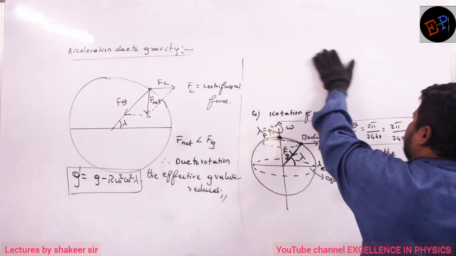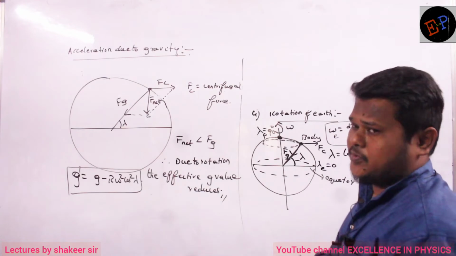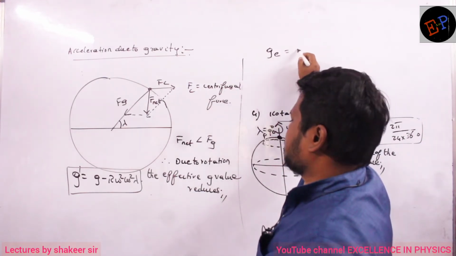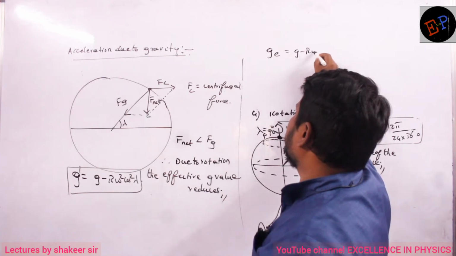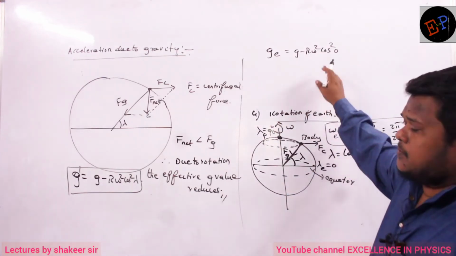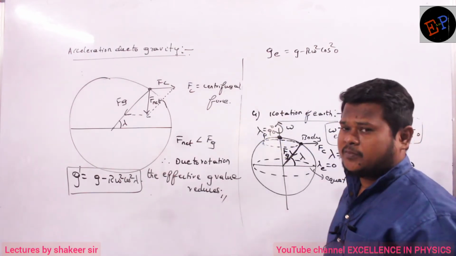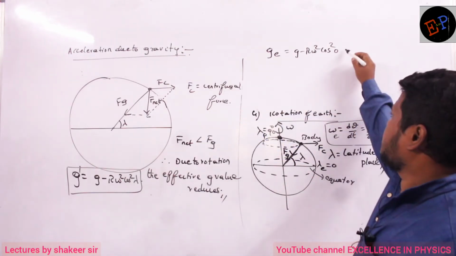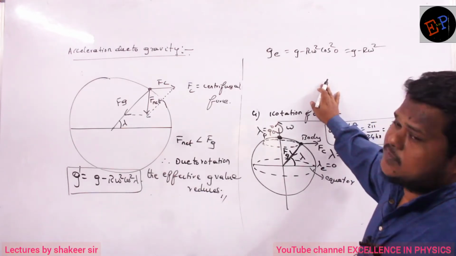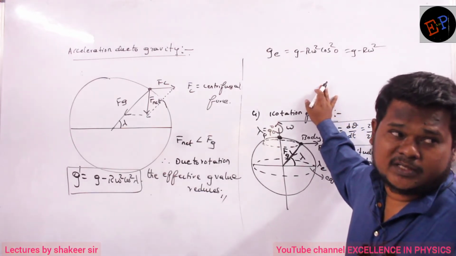So calculate g value at equator and g value at poles because of rotation. G value at equator, so g minus r omega square cos square 0. That's all. Because at equator lambda value will be how much? 0. So therefore g minus r omega square, this is the g value at equator.